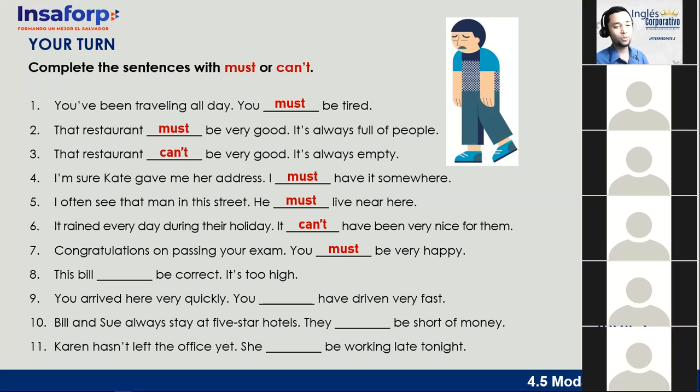Rodrigo, about number eight. This bill can't be correct. It's too high. That's right. Thank you, Rodrigo. Correct answer. This bill can't be correct. Esta cuenta no puede estar bien. Es demasiado alta. Okay, number nine. Volunteer, please.